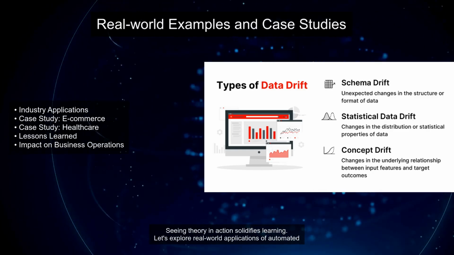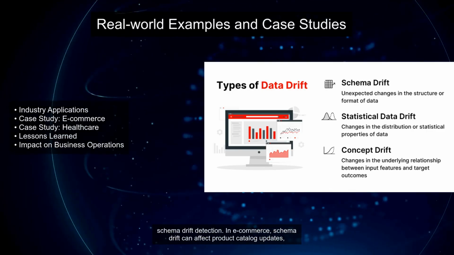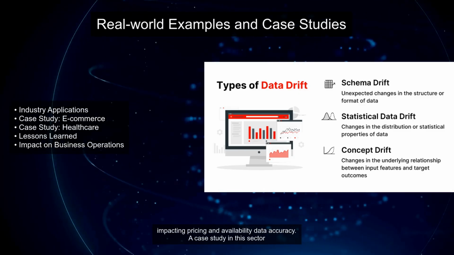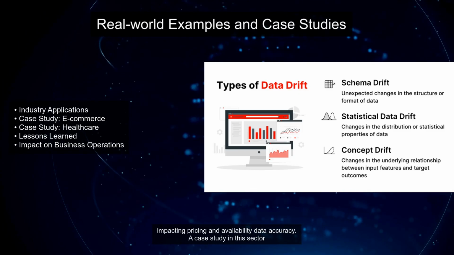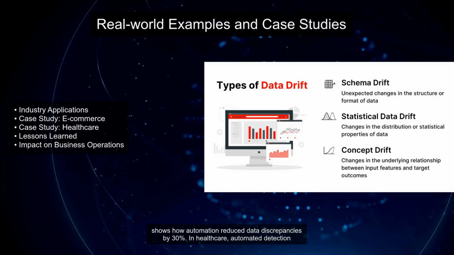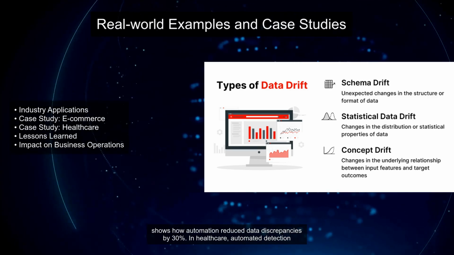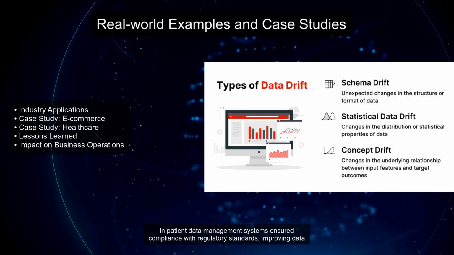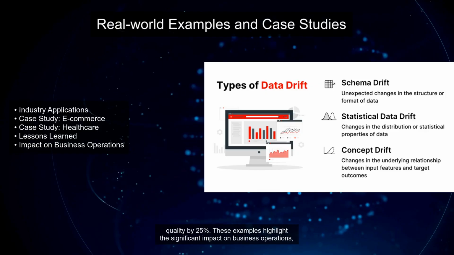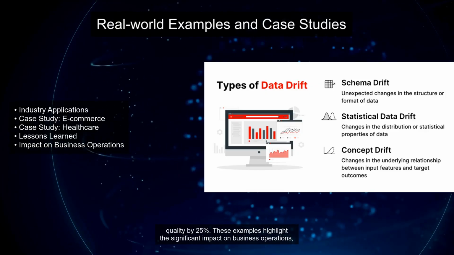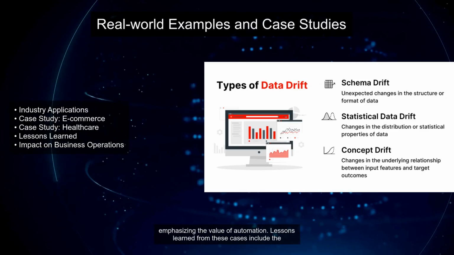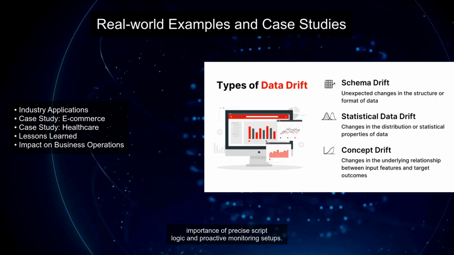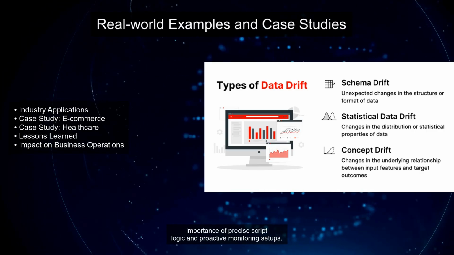Let's explore real-world applications of automated schema drift detection. In e-commerce, schema drift can affect product catalog updates, impacting pricing and availability data accuracy. A case study in this sector shows how automation reduced data discrepancies by 30%. In healthcare, automated detection in patient data management systems ensured compliance with regulatory standards, improving data quality by 25%. These examples highlight the significant impact on business operations, emphasizing the value of automation. Lessons learned from these cases include the importance of precise script logic and proactive monitoring setups.